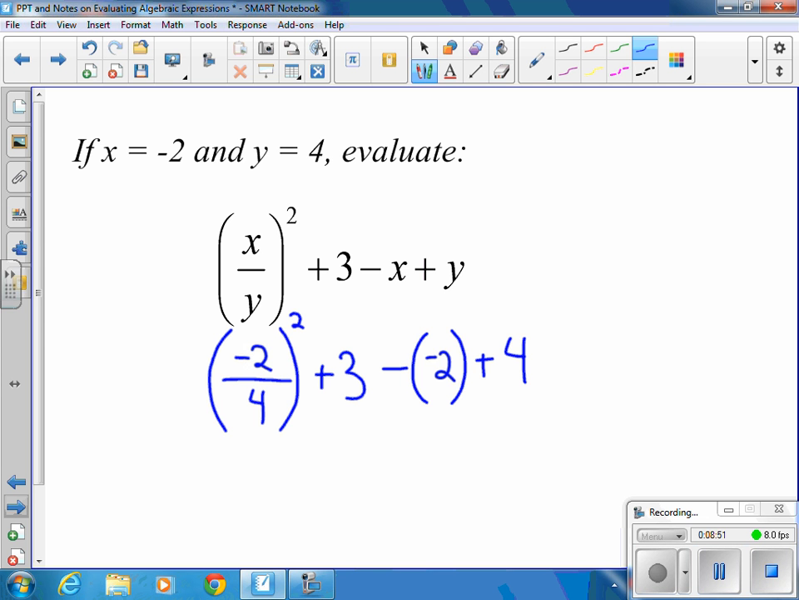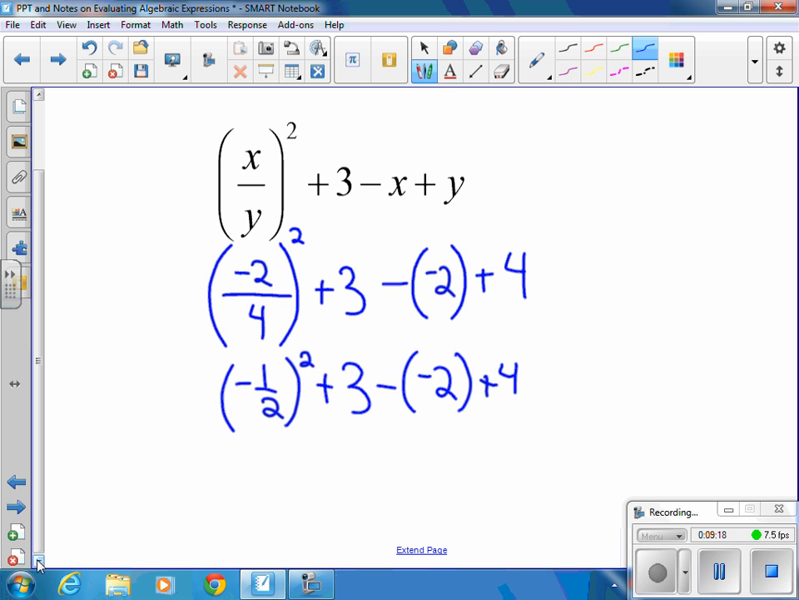All right, we're going to work on our order of operations, which means I'm going to do what's inside the parentheses first. Negative 2 over 4. I need to simplify that. I need to make it easier to look at. So all this is going to become is negative 1 over 2. Again, make it easier on yourself. And that's going to be squared, plus 3, minus parentheses, negative 2 plus 4. Okay, so nothing major happened here. We didn't do anything too hard. But now I need to do my exponents here.